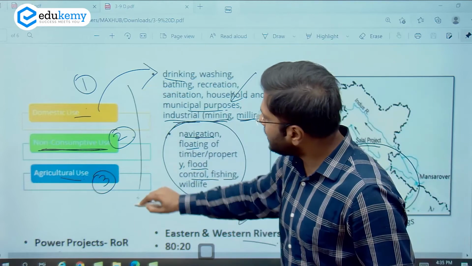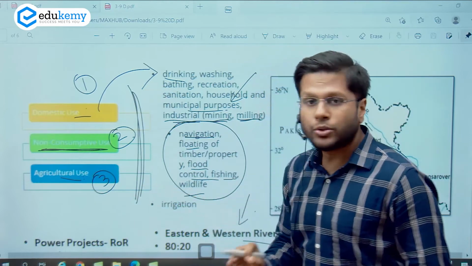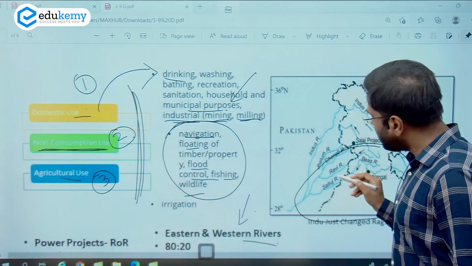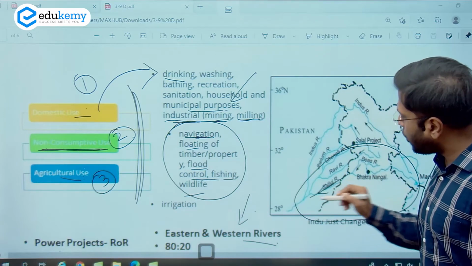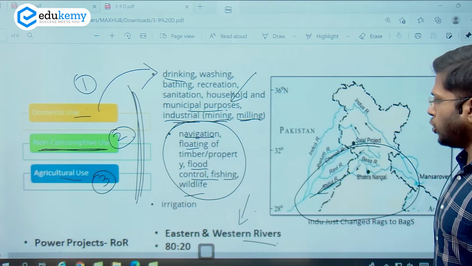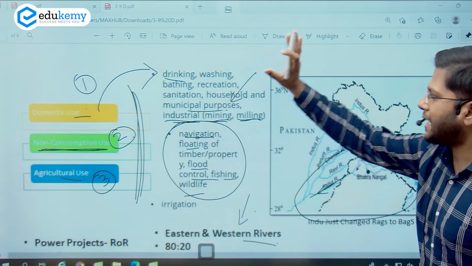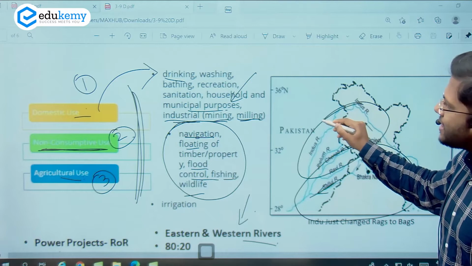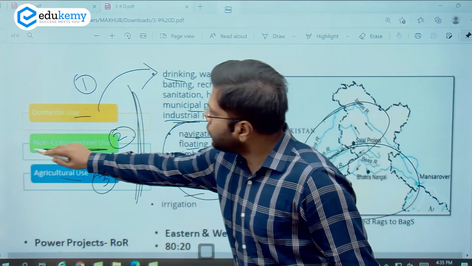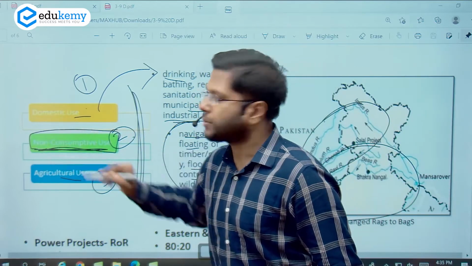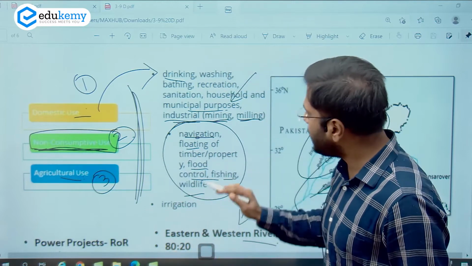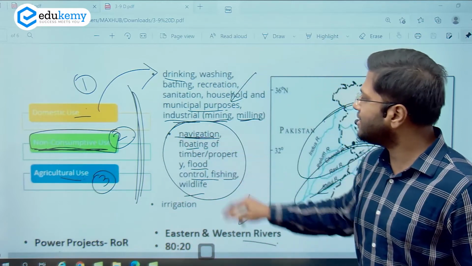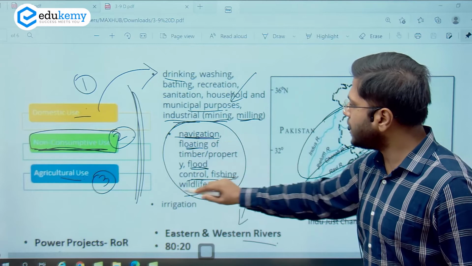Now, for the eastern rivers, all these three usages were given to India. And after that, India can let the water flow to enter into Pakistan and it being used for all the activities. This is one point. For the western rivers, the issue was such that India could use the water for non-consumptive use. Non-consumptive use is fine. That means India could use it for navigation, floating, flood control, fishing, wildlife.